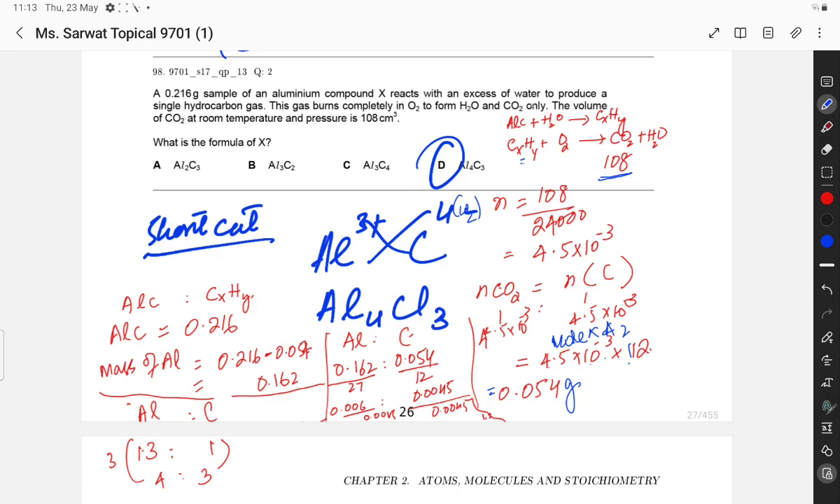The aluminium compound reacts with an X compound, giving the ratio of Al to C. So the mass of aluminium is 0.216, and this is the mass of carbon, 0.054 gram. So we get the mass of aluminium from the aluminium carbide ratio. Calculating the empirical formula, we have the mass of aluminium and carbon, 0.162 and 0.054, divided by 27 and divided by 12. So this is a 1 ratio.